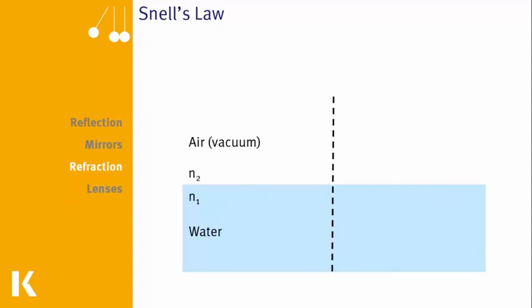Snell's law quantifies the angle at which our light will be refracted as it changes mediums. Up at the top of the screen, we see the equation of Snell's law. The index of refraction of medium 1 times the sine of the angle to the normal that the light is traveling in medium 1 is equal to the index of refraction of medium 2 times the sine of the angle to the normal that the light is traveling in medium 2. So that's a bit wordy. Let's just look at our diagram to simplify things.